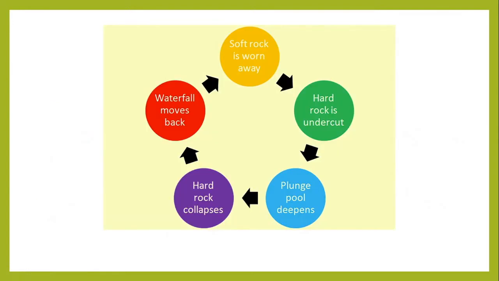That just sort of explains the feedback loop that I touched on in the last diagram, where the hard rock gets undercut, it creates the plunge pool that deepens, the hard rock collapses, the waterfall retreats to create a gorge, and then more soft rock is worn away, and that kind of collapse of overhang and retreat of the waterfall creates the gorge in this repeating feedback loop.